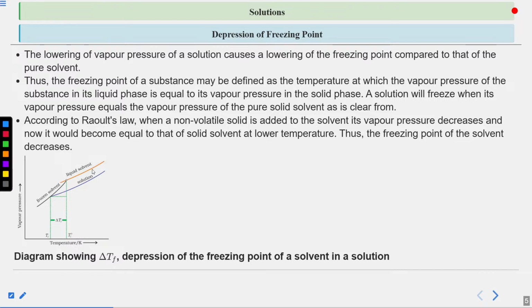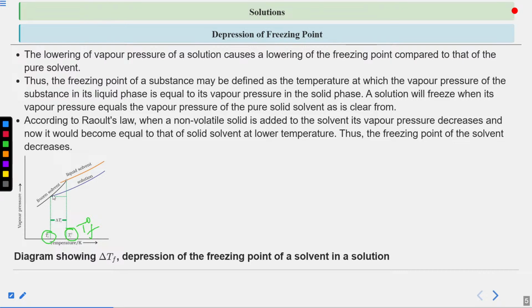If we keep on decreasing it, we will see that the solvent's vapor pressure becomes equal to the vapor pressure of the frozen solvent at a higher temperature, which is T naught F. Okay, it is T naught F. But for the solution, we get the equal condition at a much lower temperature.